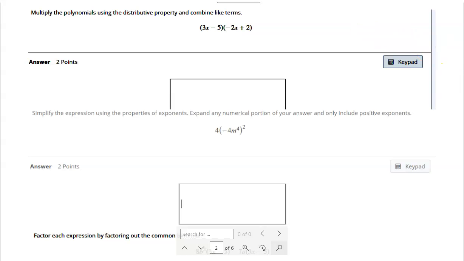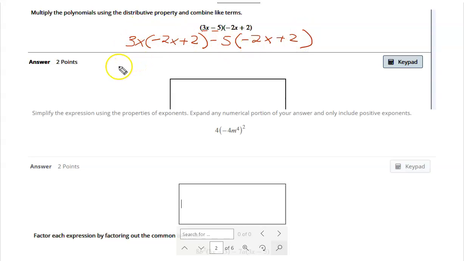Now, in this example, they're asking us to multiply these binomials by using the distributive property. Now, we could also have FOILed here, but let's use the distributive property. That is, take the first item here and multiply it by the second binomial. Then we take our second item there and multiply it by the second binomial.